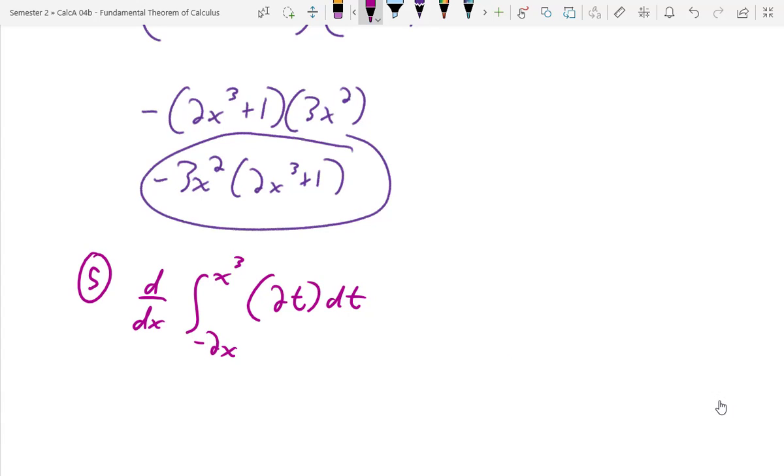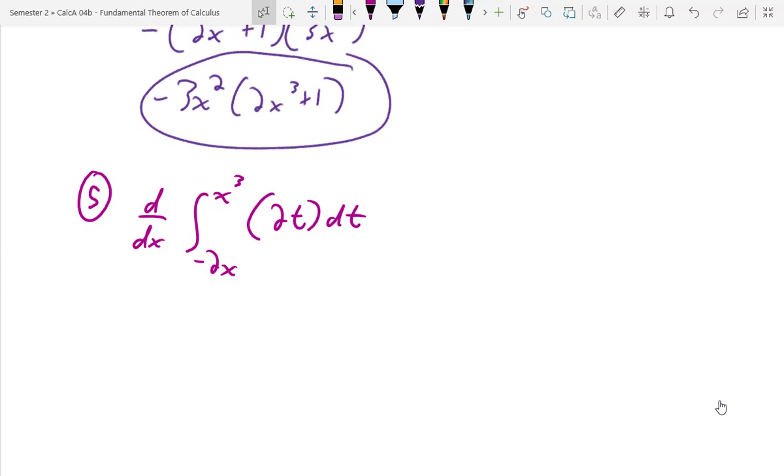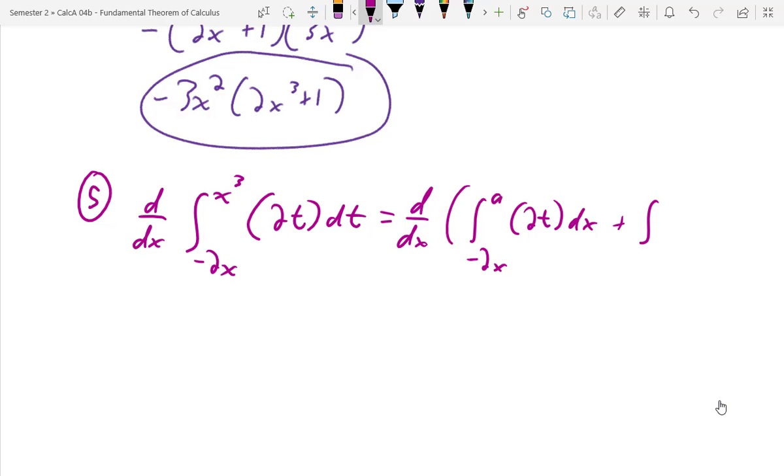On this problem, we're going to be wise to pick a constant that's in the middle of those two. On the board, I just wrote down 0. For these notes, I'm actually going to use just a constant letter a, just to pick anything, because it won't matter. But I'm going to make this the derivative of the integral from negative 2x to a of 2t dt plus the integral from a to x cubed of 2t dt. These should both be dt's. The reason you're allowed to do that is because you're literally just adding areas. Like you're saying the area of one plus the area of the other is equal to the area of the total.